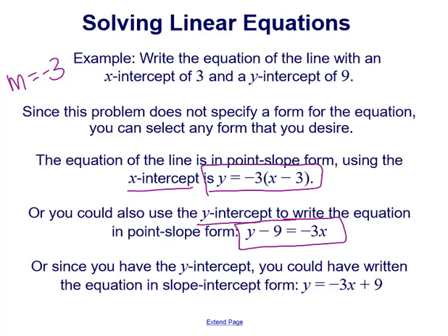Or since we have the y-intercept, we just said, and we have the slope, we could just write the equation in slope-intercept form, y equals mx plus b. An acceptable answer is y equals negative 3x plus 9. So all 3 of these are good answers to this question since it's not specific about the form.